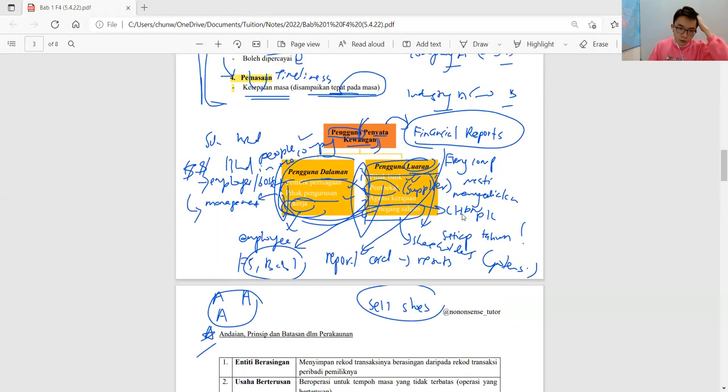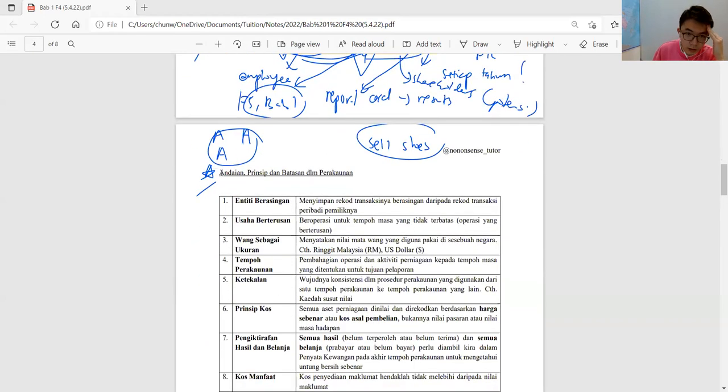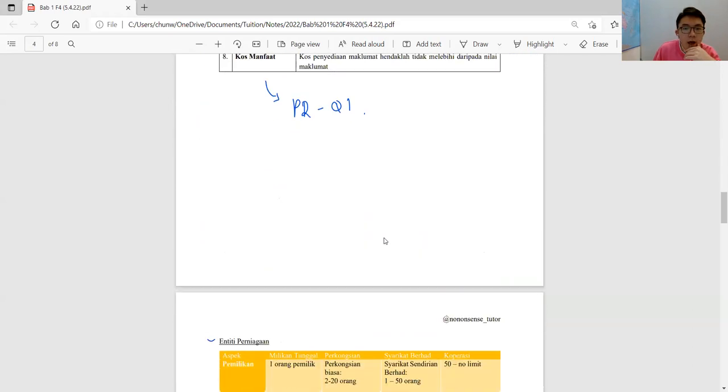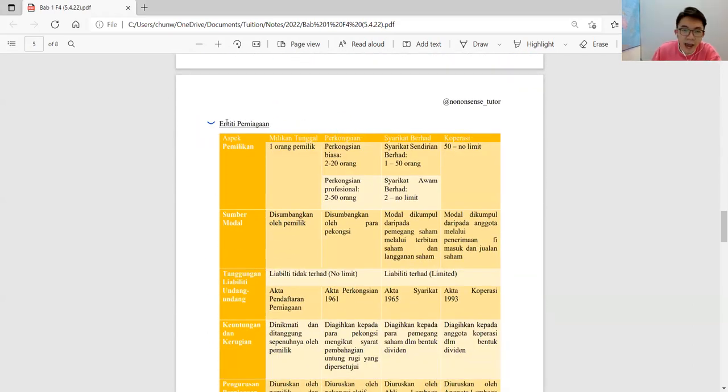All right, so where we stopped at last week's class was this andaian, prinsip dan batasan dalam perakaunan. We will be going through this part and also this entiti perniagaan. So we're talking about the four entiti perniagaan: the milikan tunggal, the perkongsian, syarikat, and also the korporasi.